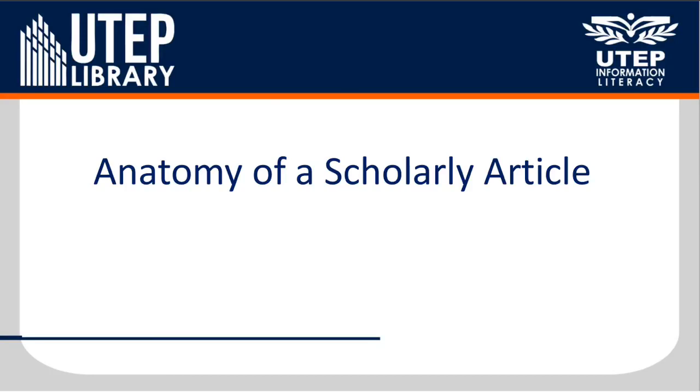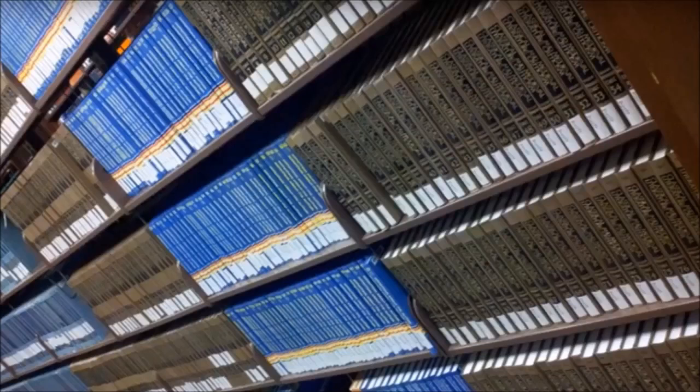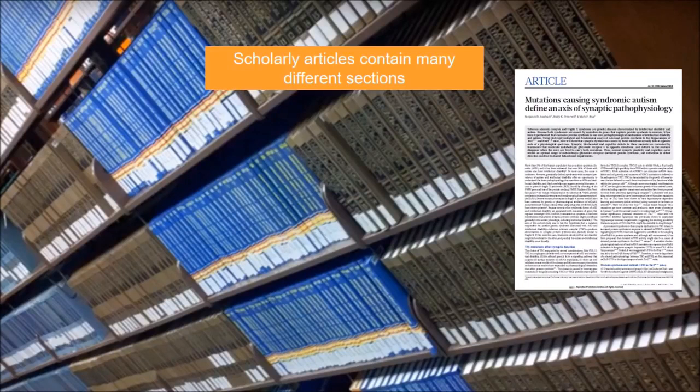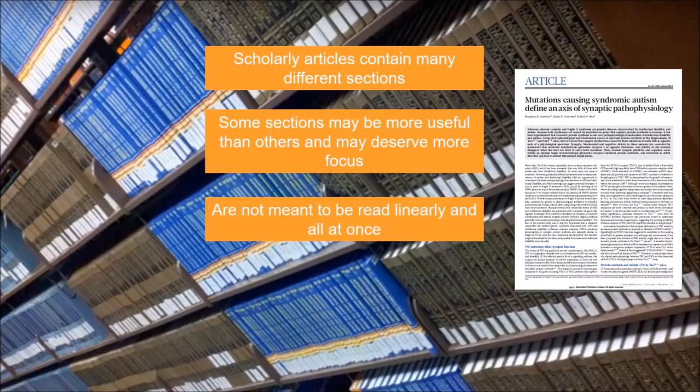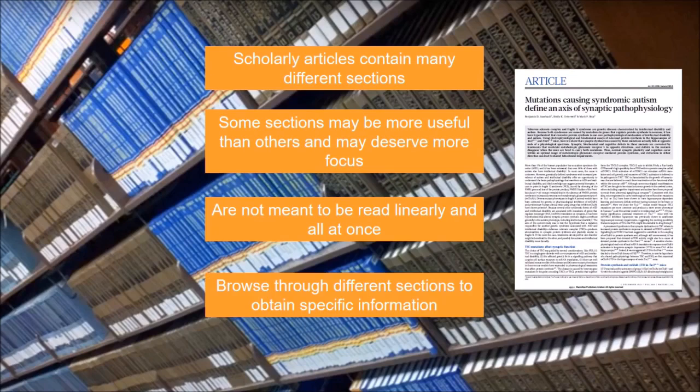In this video, you will learn about the anatomy of a scholarly article. Scholarly articles consist of different sections and parts, some of which you may want to focus on more than others. Scholarly articles aren't necessarily meant to be read in a linear fashion from beginning to end. Instead, you should look at the different sections to quickly gather what type of study the article is, the methods and procedures used, and the conclusions the researchers made based on the study.